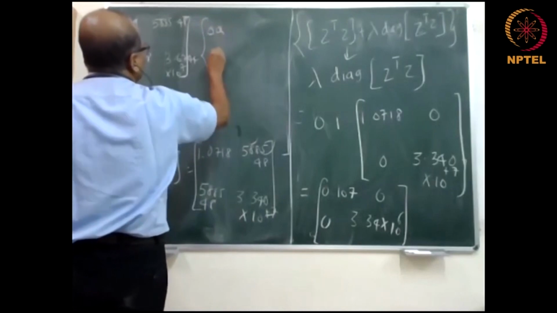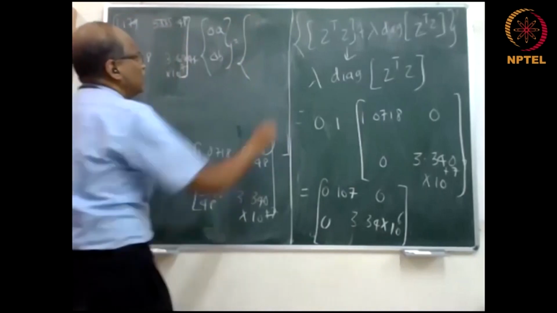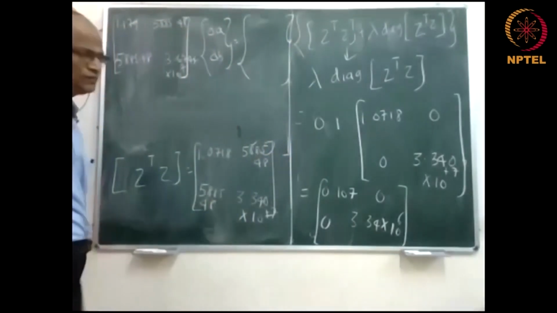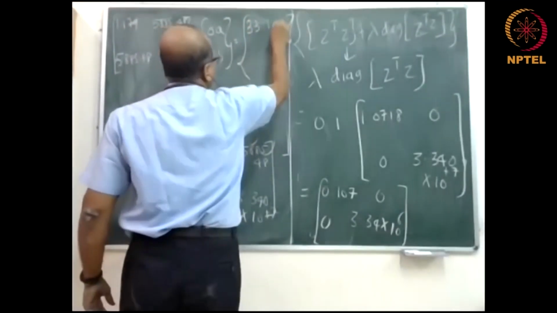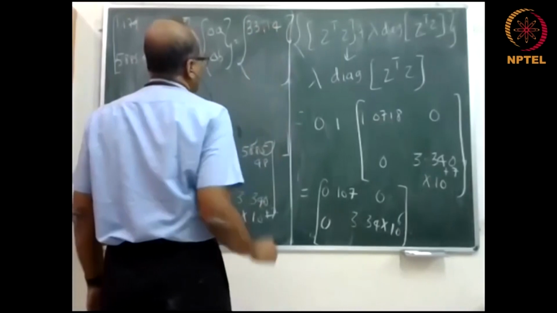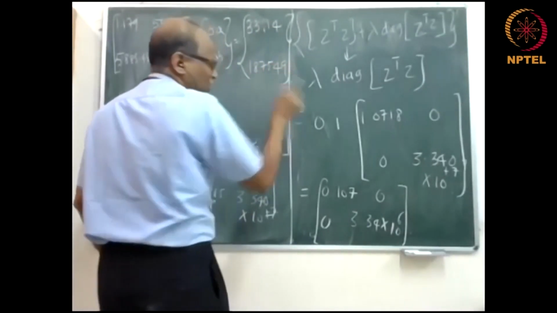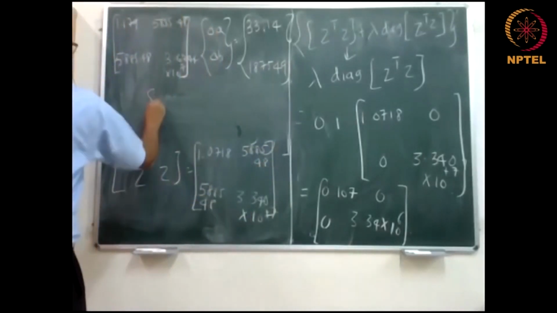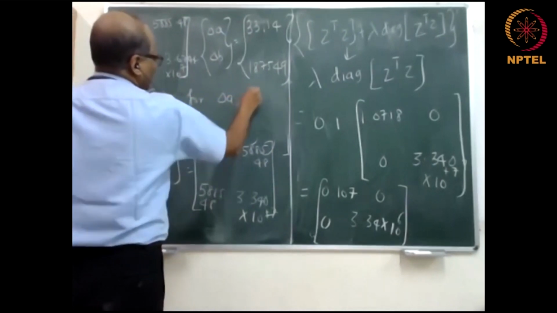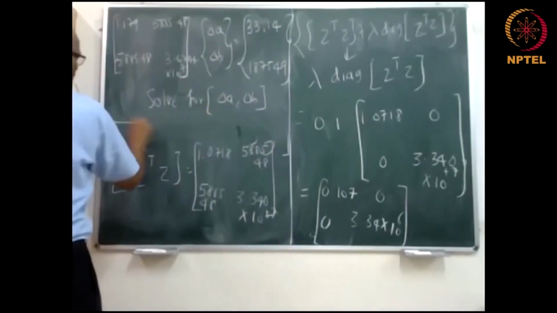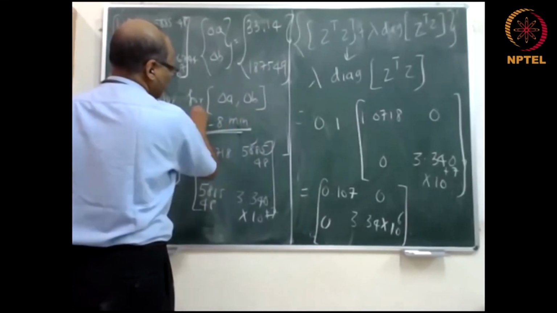So delta A, delta B. Right side is the same, no, Suhasa? Z transpose T operating on D. How much is this? 33.143. 33.14. 187549. That's it. A point and all we leave it. Now solve for delta A, delta B. We'll just wait for 5 to 8 minutes.